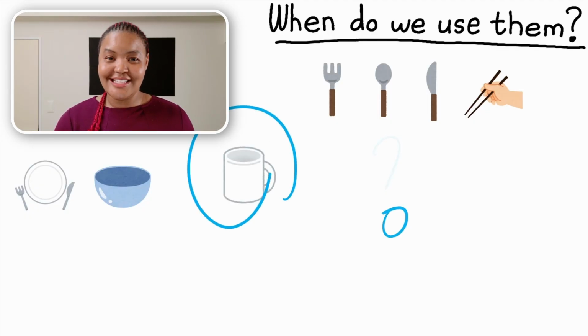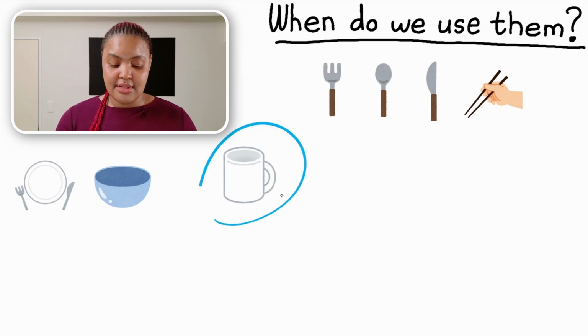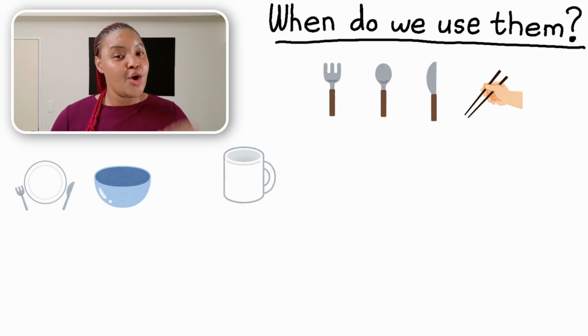What is this? This is a mug. A mug. When do we use a mug? For drinking coffee and hot cocoa. For drinking.